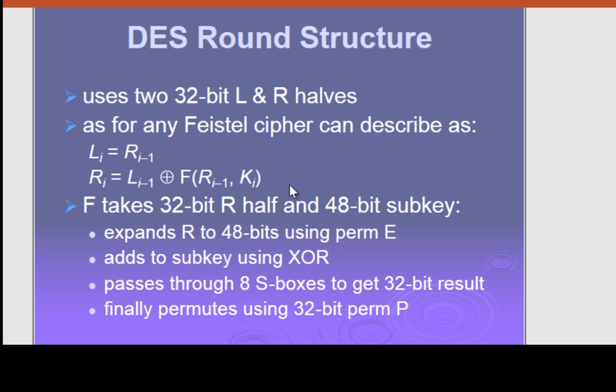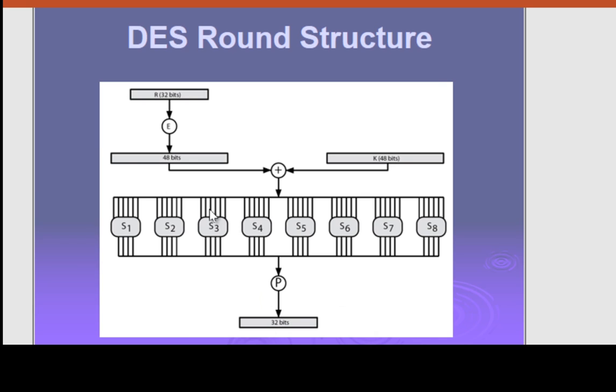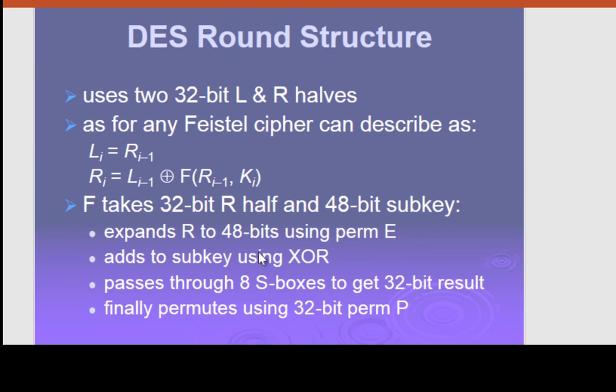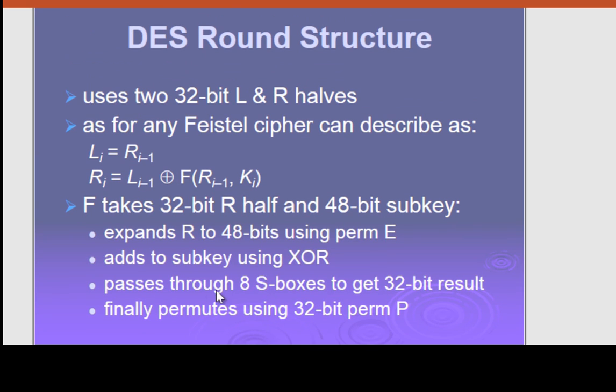How do you get 32 bits? Each 6 bits becomes 4 bits. So 4 into 8 is equal to 32. So once again the substitution is done in the S box. You can see the diagram here, how the 48 bits becomes 32 bits. I will explain it. So it passes through the S boxes to get 32 bits and finally a 32-bit permutation.